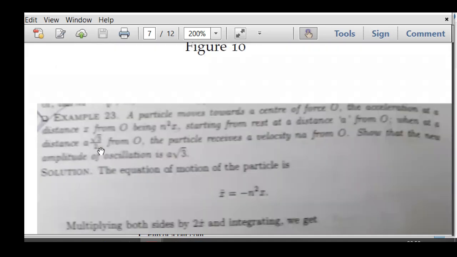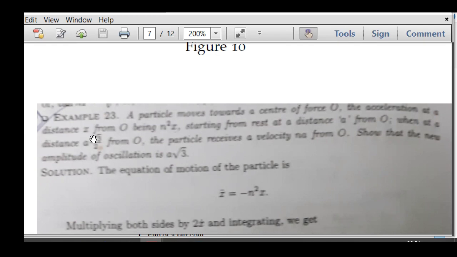When at a distance root 3 by 2 from O, something is happening to the particle. What is happening? The particle receives a velocity na from O. So what is actually happening? The particle started from an initial distance and was moving under this force. Till this distance it was all right, it was moving just like that. But at this point, something special has happened to the particle.